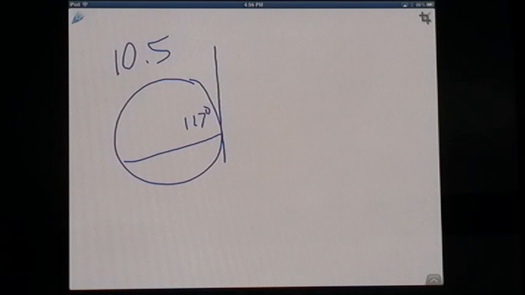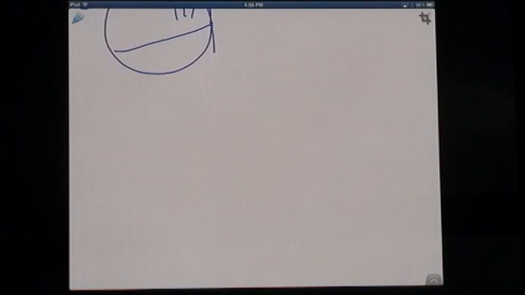And you should know that since this is an inscribed angle, it's going to be half the length of the arc. And so the arc is going to be twice that, or 234. This is number 4. Okay, you also had to do number 8. Number 8 looks like this.